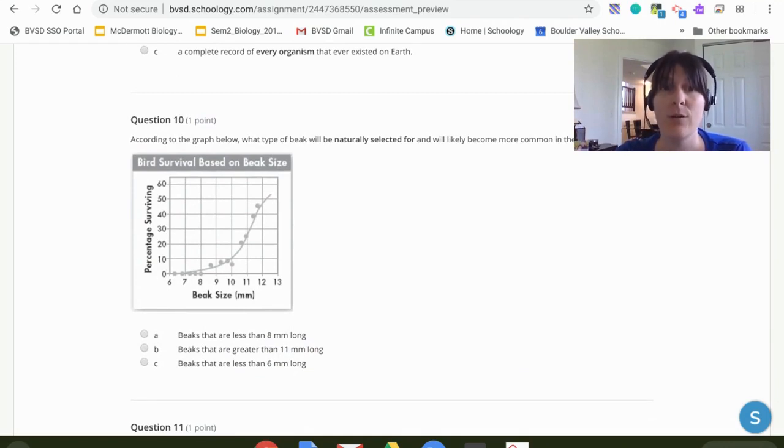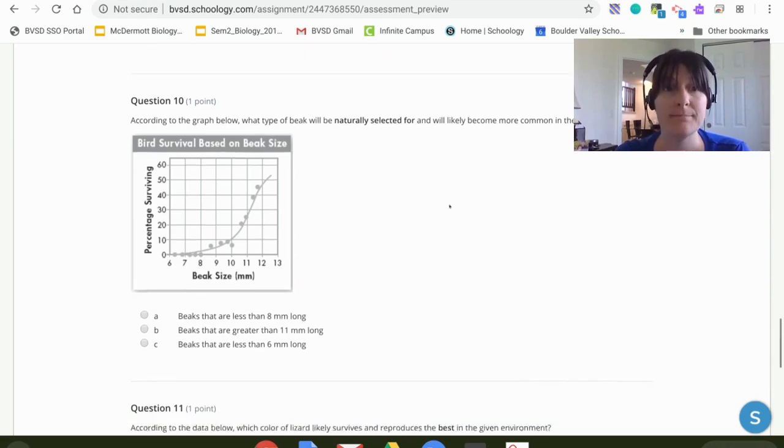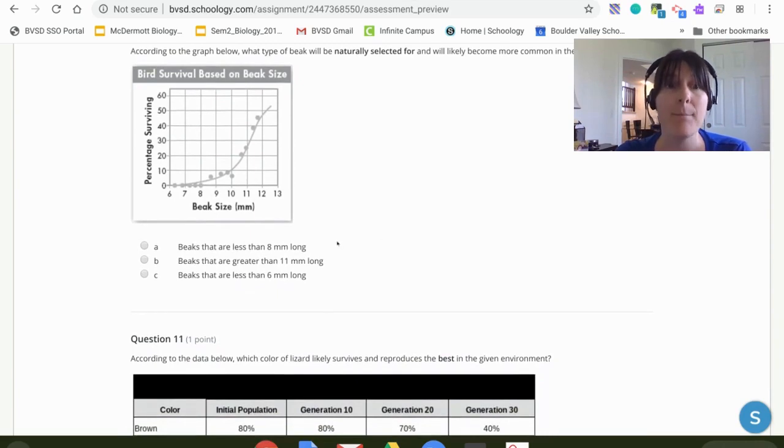Question 10. According to the graph below, what type of beak will be naturally selected for and will likely become more common in the population? A. Beaks that are less than 8 millimeters long. B. Beaks that are greater than 11 millimeters long. Or C. Beaks that are less than 6 millimeters long.